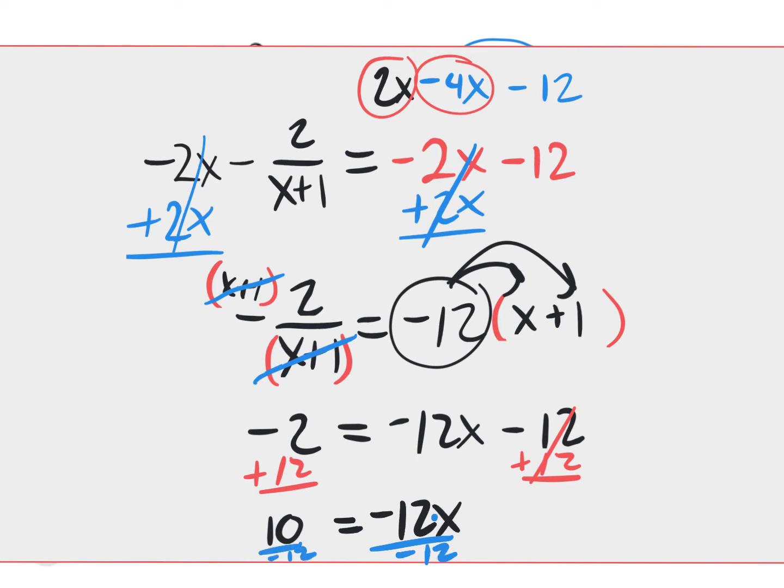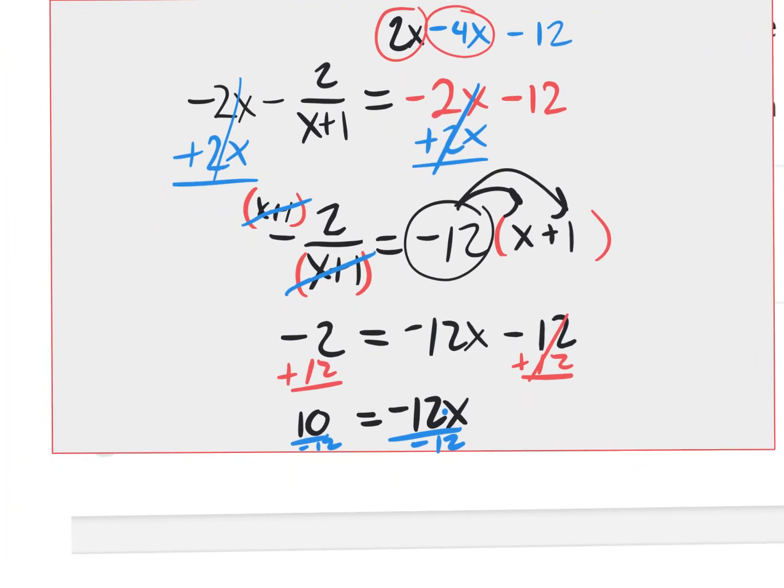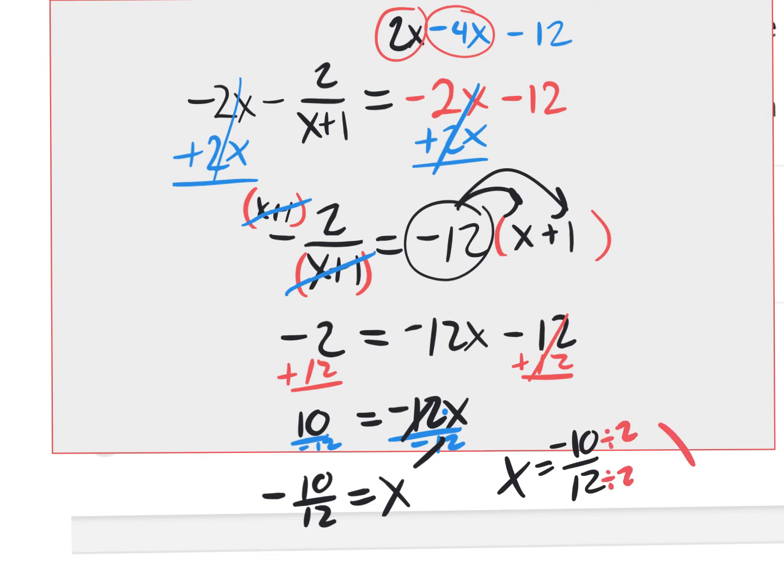So our final answer will be negative 10 twelfths, equaling, that canceled out, x. So yes, x equals negative 10 twelfths. However, you could reduce this. So reduce by 2 and reduce by 2, giving your final answer, x equals 5 over 6 with the negative in the front, or up on top with the 5. There's your answer, x equals negative 5/6.